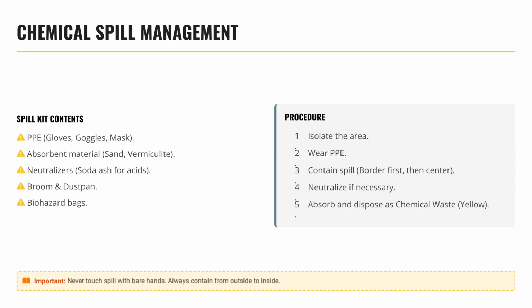For chemical spill management, a spill kit should contain PPE, absorbent material, and neutralizers. The procedure involves isolating the area, wearing PPE, containing and neutralizing the spill, absorbing it, and disposing of it as chemical waste in the yellow bin.